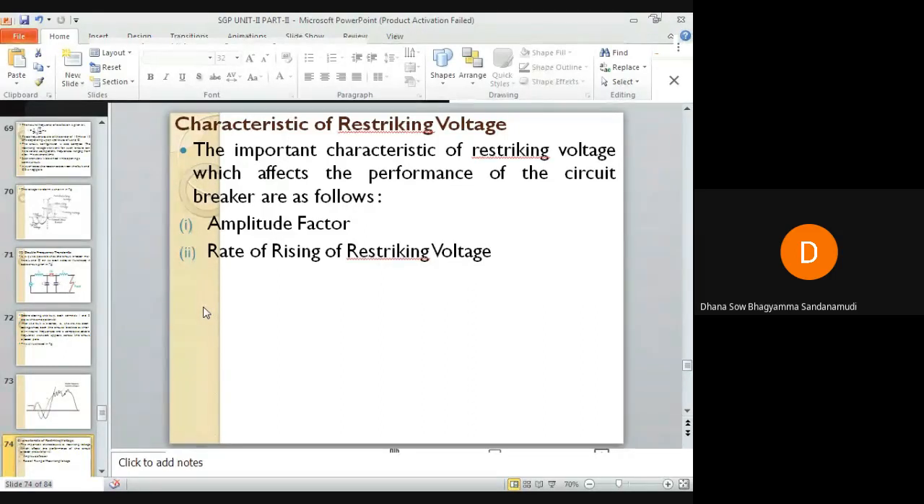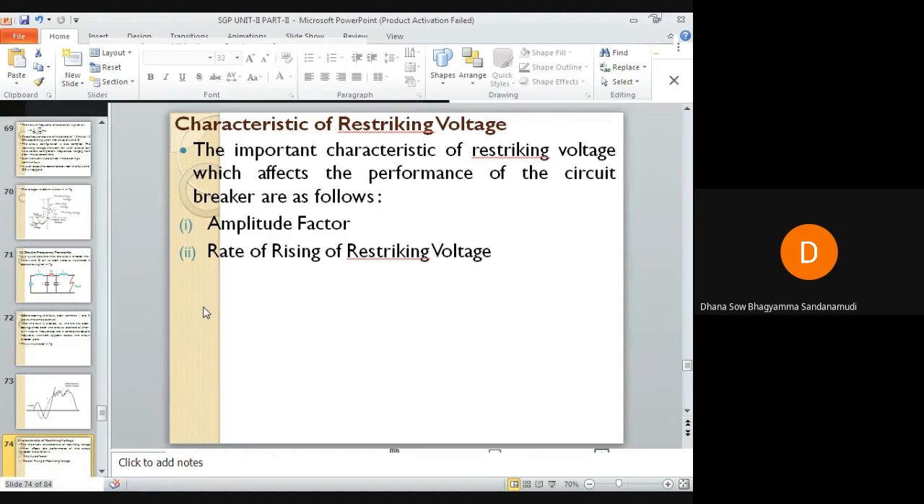Let us see the characteristics of the restriking voltage. The characteristics of the restriking voltage which will affect the performance of the circuit breaker are two. One is the amplitude factor, the next one is the rate of rise of restriking voltage. Let us see what this amplitude factor is. Amplitude factor is the ratio of the peak of the transient voltage to the peak system frequency voltage.